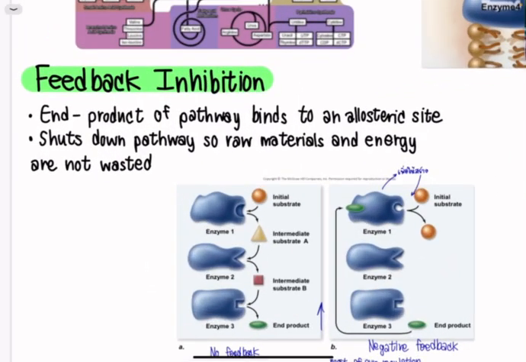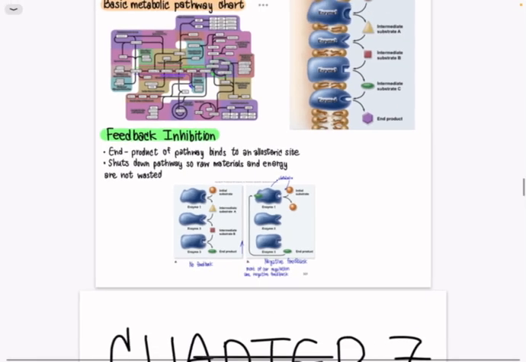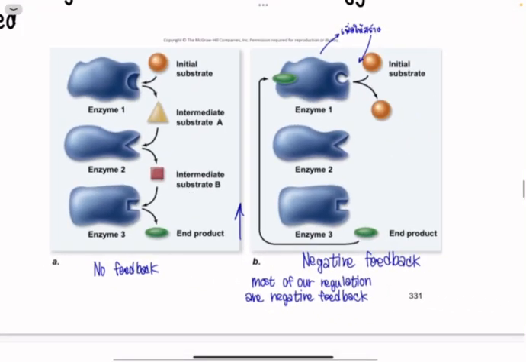Feedback inhibition. The end product of the pathway binds to an allosteric site on the enzyme that catalyzes the first reaction in the pathway and shuts down the pathway, so raw materials and energy are not wasted. The first one is no feedback, and the second one is negative feedback. Most of our regulation is negative feedback.